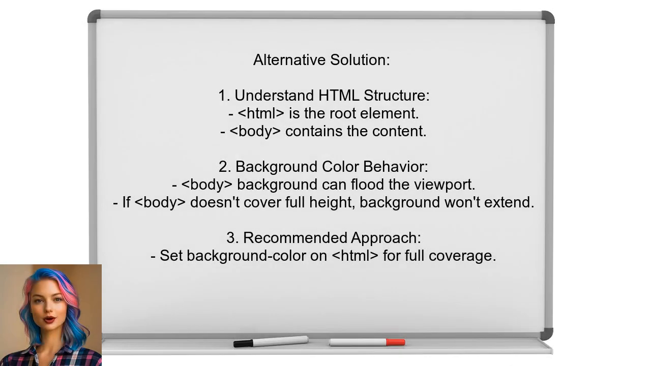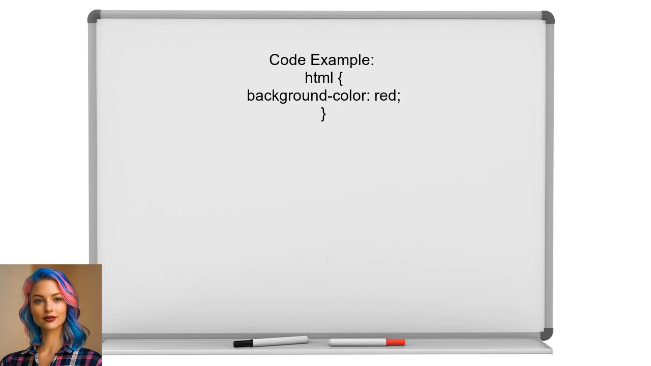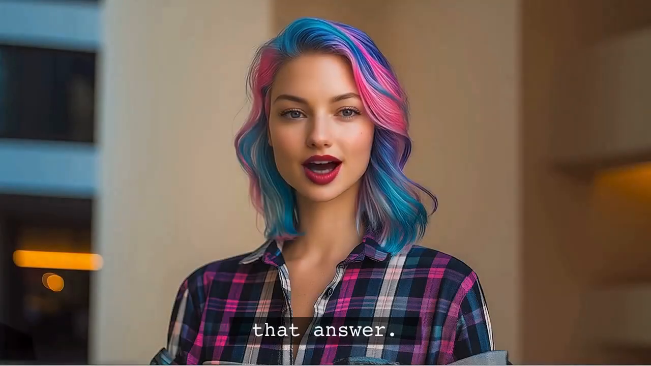This user explains that the HTML and body tags are essential for a web page's structure. The HTML tag is the root element, while the body tag contains the content. They point out that applying a background color to the body can fill the viewport, but if the body doesn't cover the full height, the background won't extend. To ensure the background color covers the entire page, it's better to apply it to the HTML element instead. That wraps up that answer. Let's move on to another one.